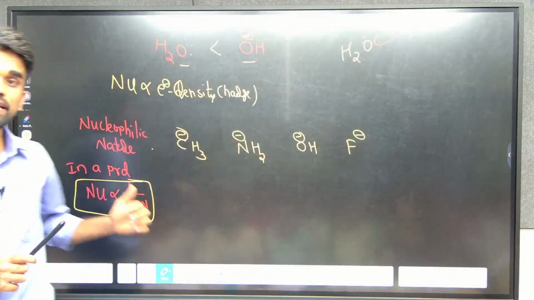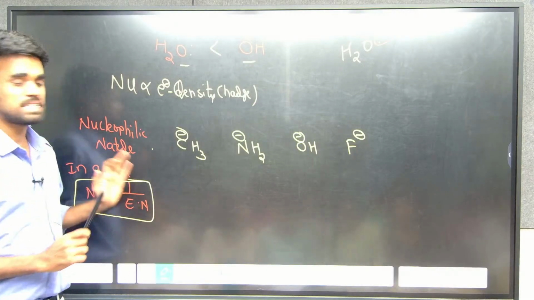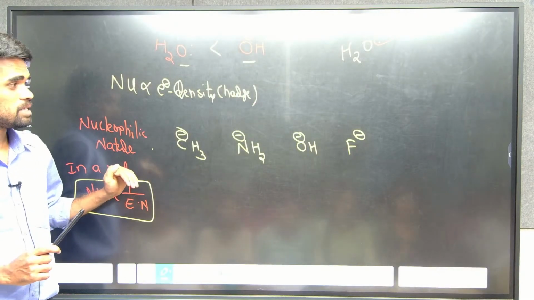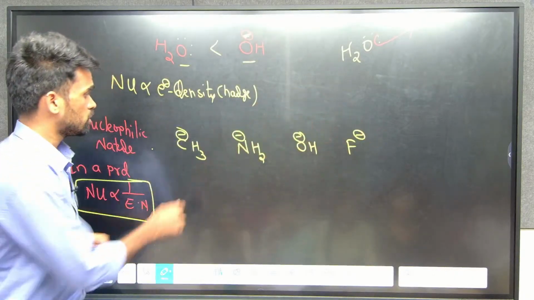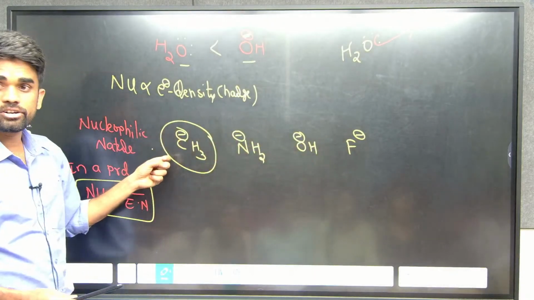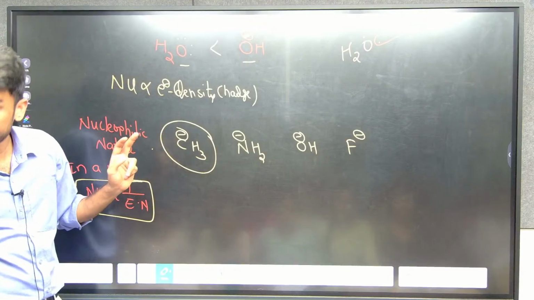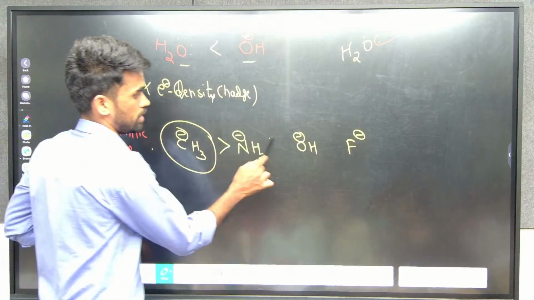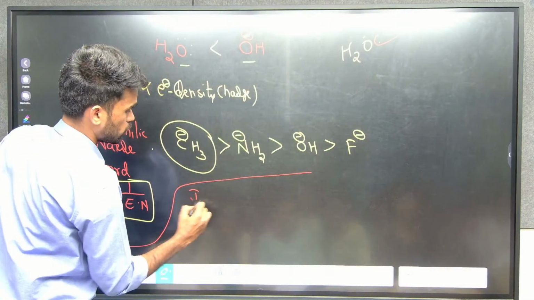How does nucleophilic nature vary? Inversely. Why do we get this relation? See, the more electronegative, the lower the tendency to donate. That's why carbon, being more electronegative, has a low tendency. Less electronegative, more tendency to donate. So which is the strong nucleophile out of these? Like this, you cannot answer. Okay. Next, in a group.